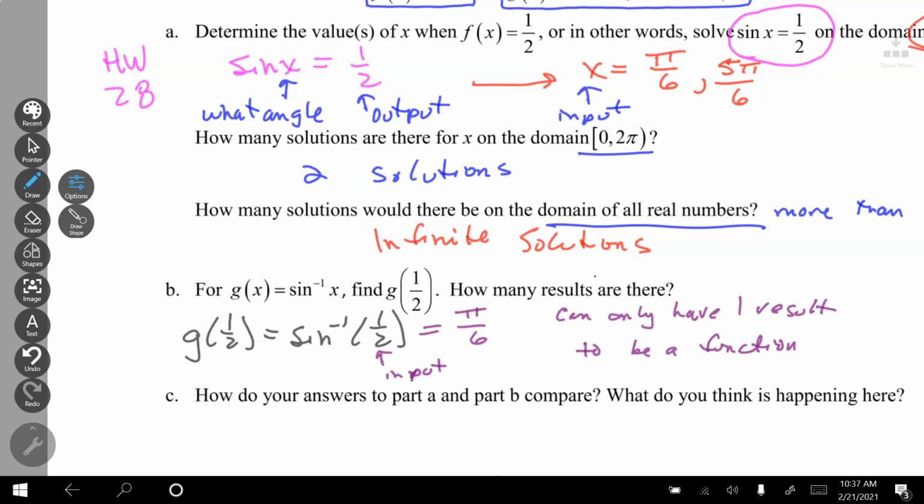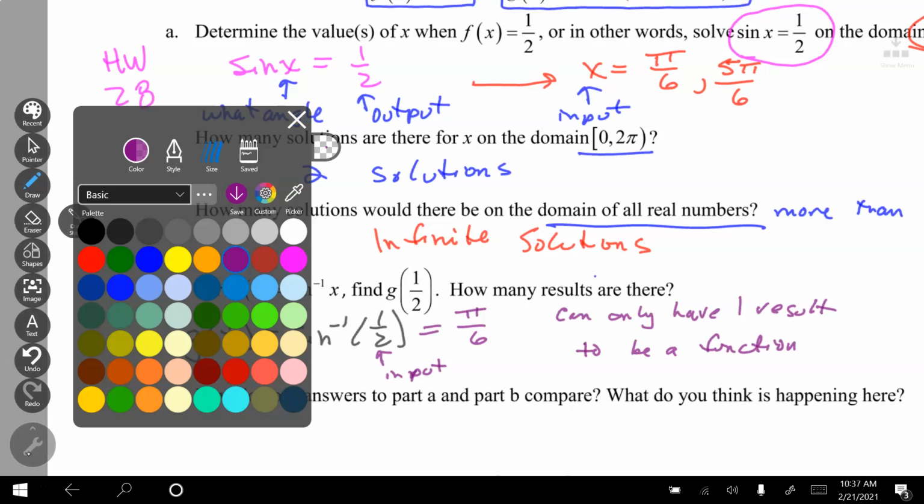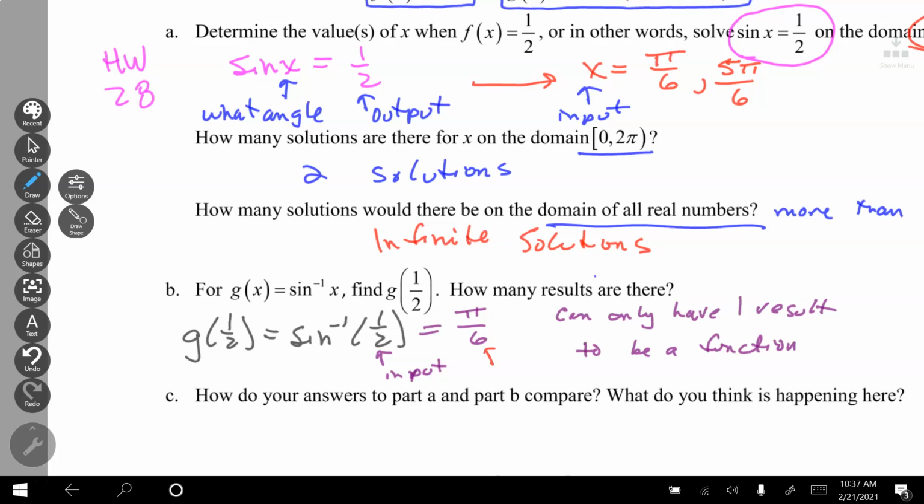Okay, inverse sine of a half isn't multiple answers. It can't be pi over 6, 5 pi over 6, and other things. It only could be pi over 6. It has to be a function. I only have one. For every input, there's exactly one output. Okay, let me put this. This is my one output.